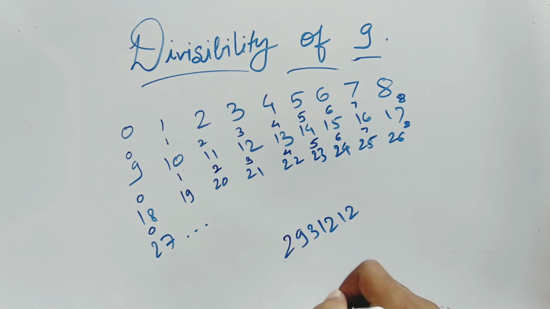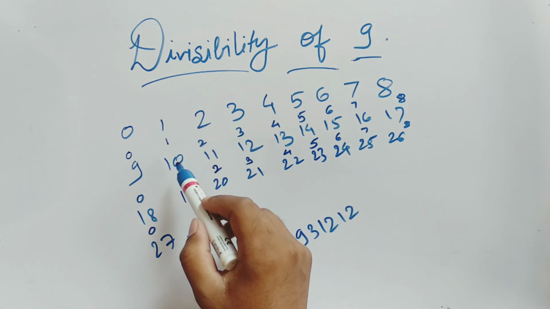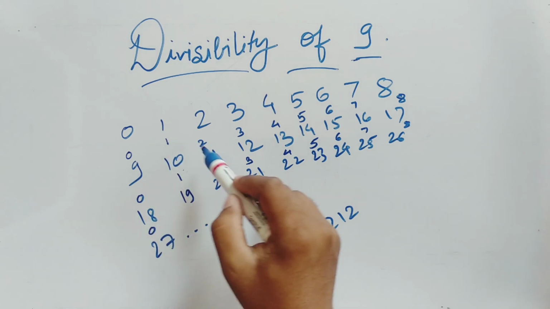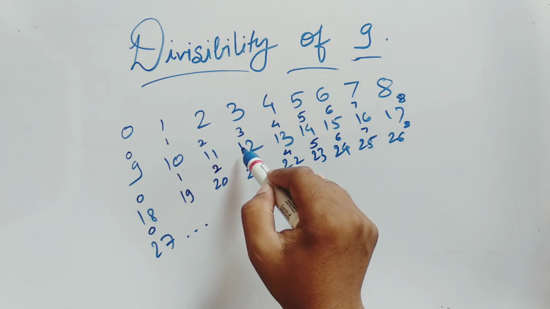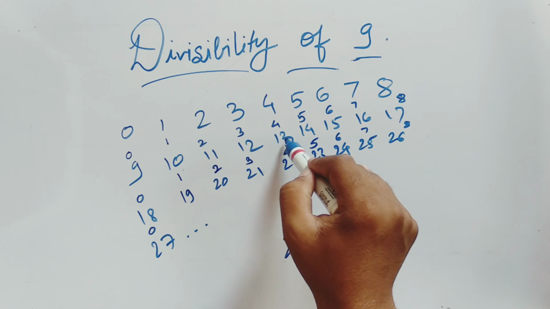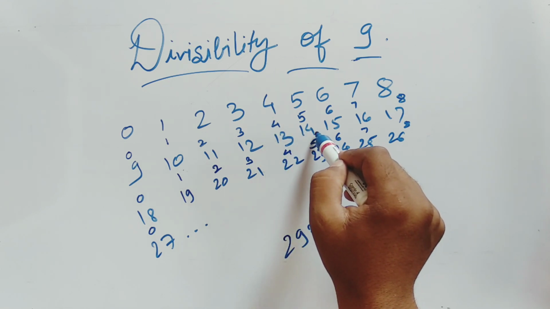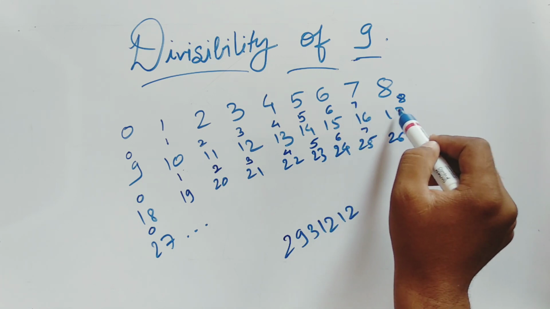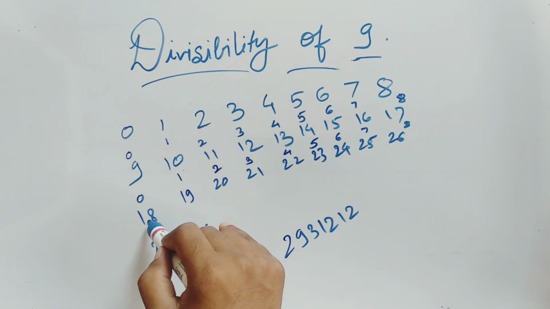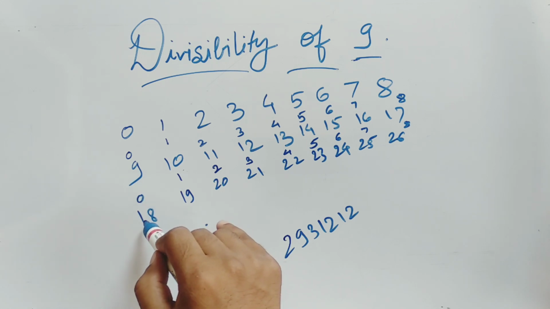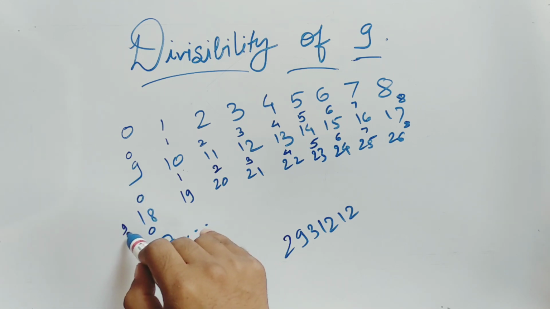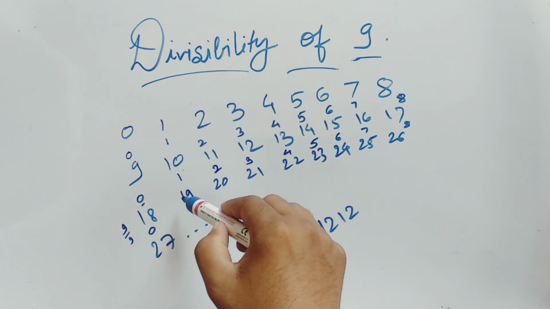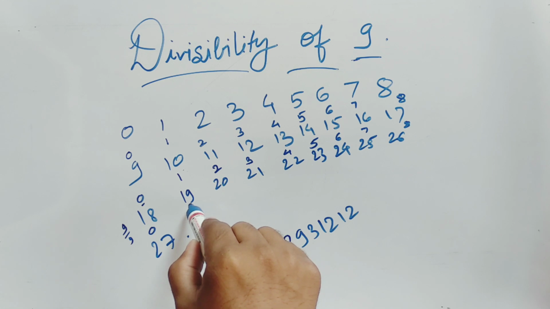One approach we can adopt here is to add the digits of the 2 digit number. 1 plus 0 will give us 1. Now 1 plus 1 will give 2, 1 plus 2 will give 3, 1 plus 3 will give 4, 1 plus 4 will give 5, 1 plus 5 is 6, 1 plus 6 is 7, 1 plus 7 is 8, and at this point the digits restart, that is 8 plus 1 is 9, and as 9 is completely divisible by 9, we get the remainder 0.